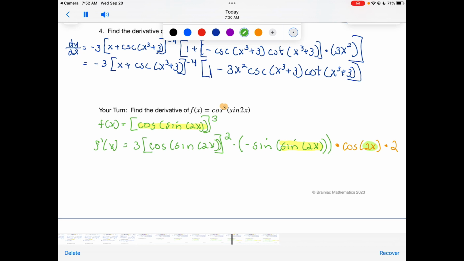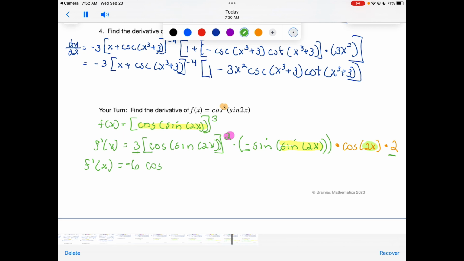So now we're just going to simplify. So we're going to combine like terms. So first thing I notice, I have a 3, a negative 1, and a 2. So I'm going to multiply those together to get a negative 6. And then I'm going to rewrite that cosine of sine of 2x quantity cubed as quantity squared, as cosine squared of the sine of 2x.